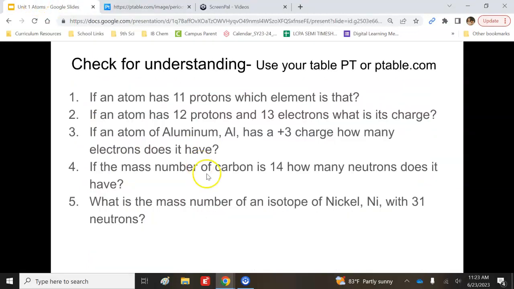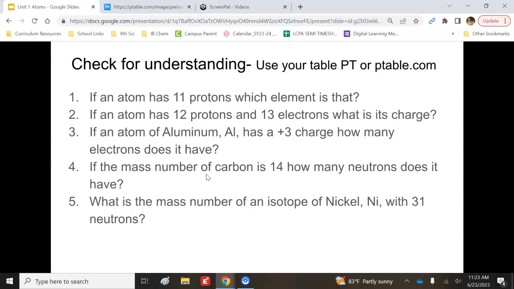sodium. For number 2, if an atom has 12 protons and 13 electrons, what is the charge? So if I take 12 minus 13 using the equation I wrote down above, I get a -1 charge. I have an ion. Number 3, if an atom of aluminum has a +3 charge, how many electrons does it have? This is slightly more difficult.